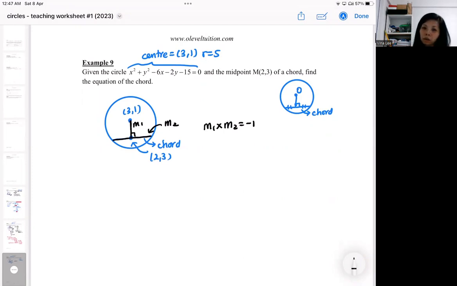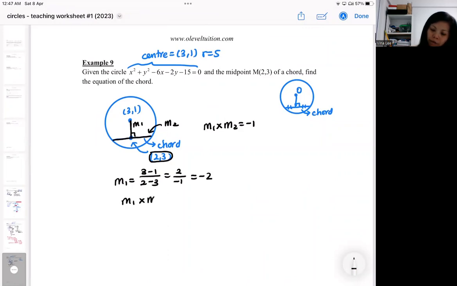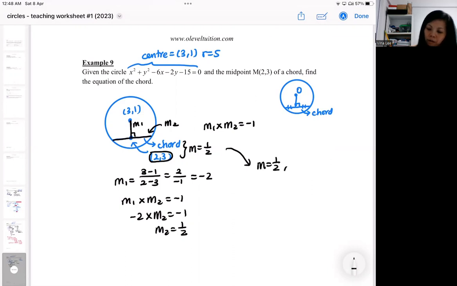I need to find the equation of the chord, which means I need the gradient of the chord and one point. The point has already been found. So I need to do my M1 first. My M1 will be (3 minus 1) over (2 minus 3). Then I apply the formula for the perpendicular gradient. When I apply this, that will be a gradient of half. So the chord has a gradient of half. So with the gradient half and the coordinates, do your mx first, please.